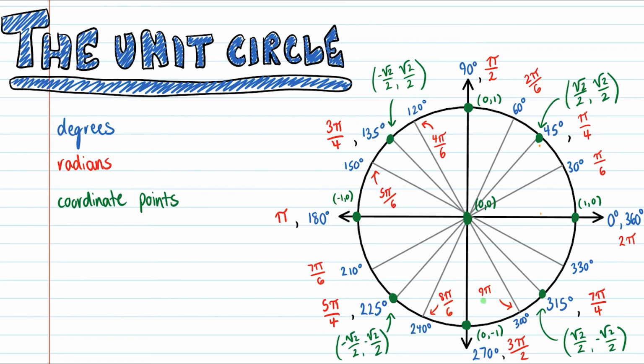Because if we go 0, 30, 60, 90, 120, 150, 180, that's 1, 2, 3, 4, 5, 6 jumps to pi radians, which is halfway around the circle. So that's why I counted these in terms of pi over 6. And to go around twice, that would be 12 pi over 6. Next, let's figure out some coordinate points here.